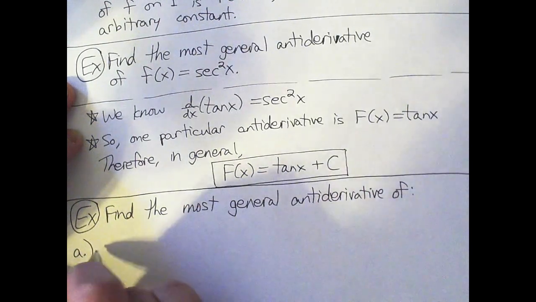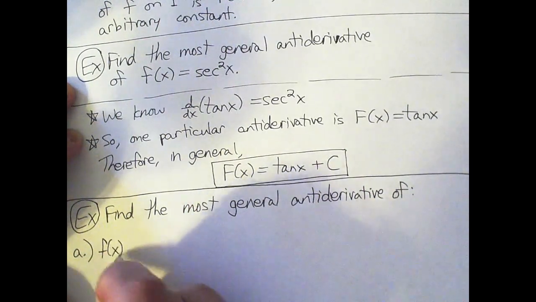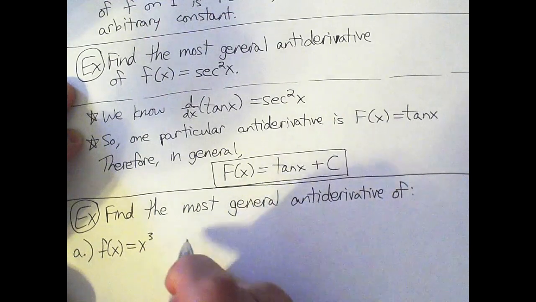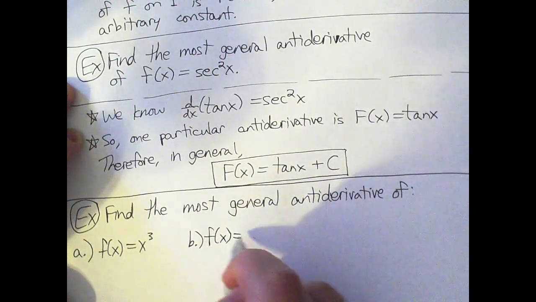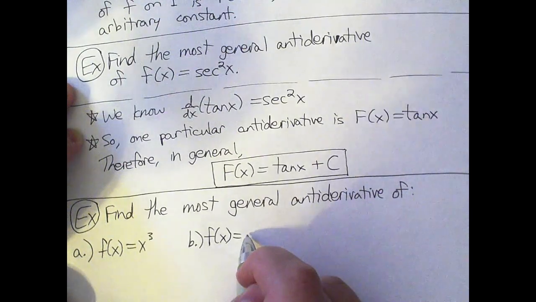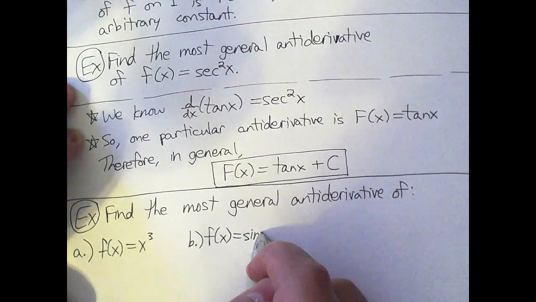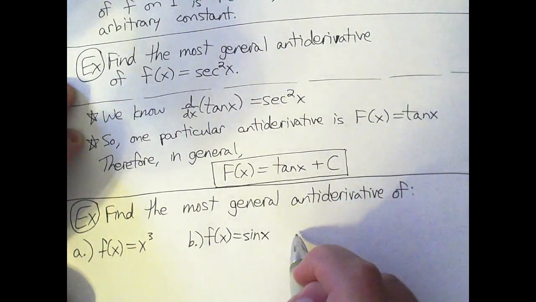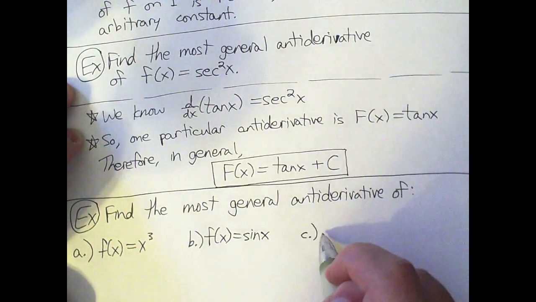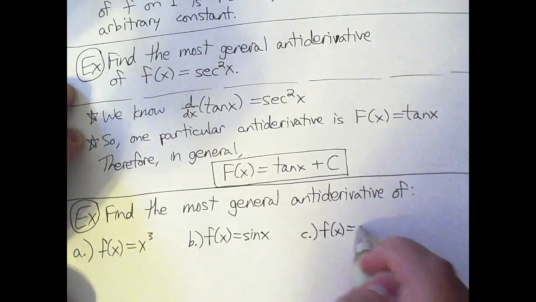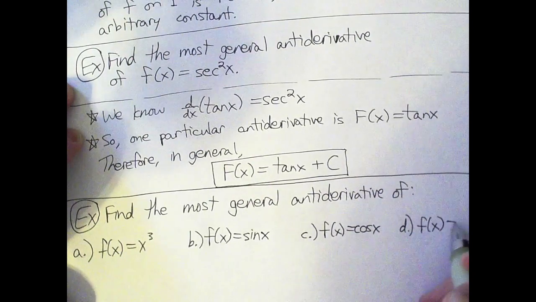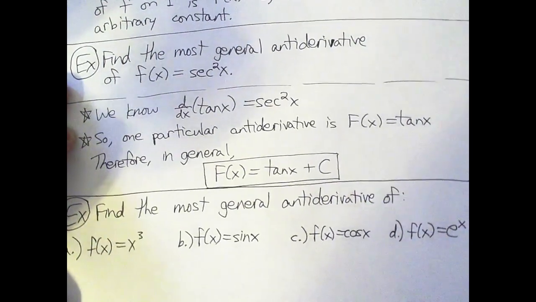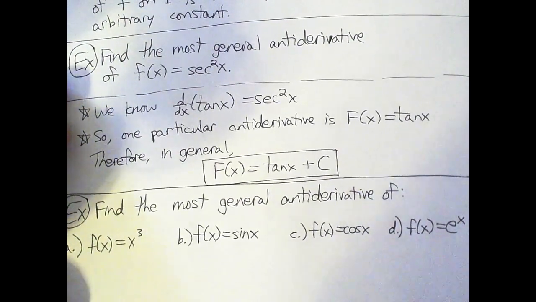I'm going to give you 4 functions. f of x equals x cubed. f of x equals, let's do sine of x. f of x equals cosine x. And f of x equals e to the x. So I'd like you to pause the video and try these 4.